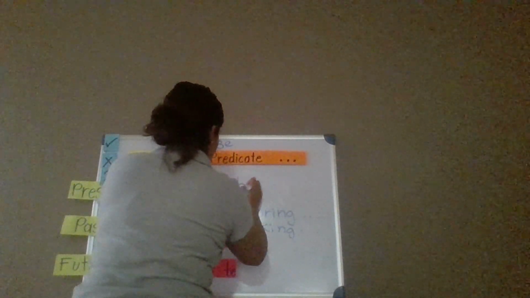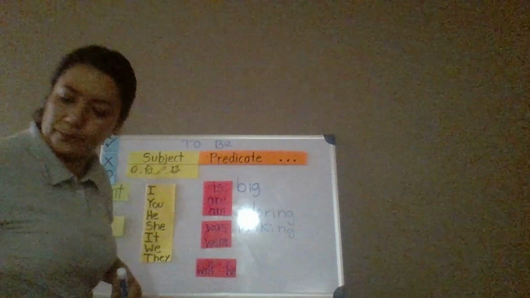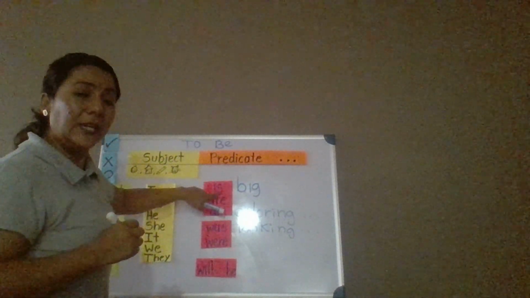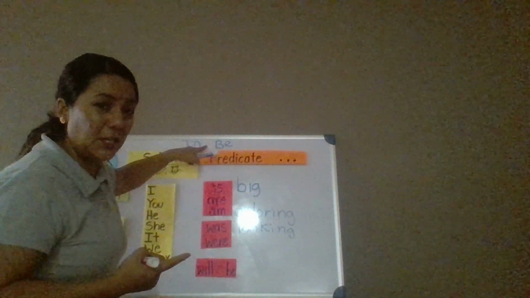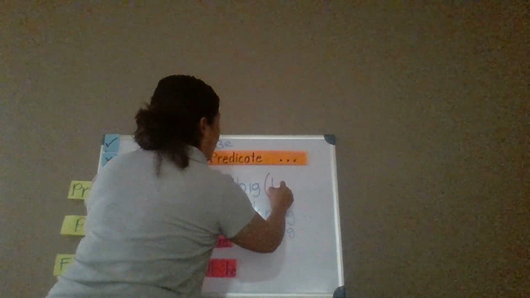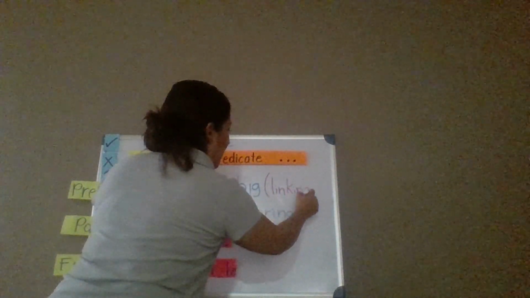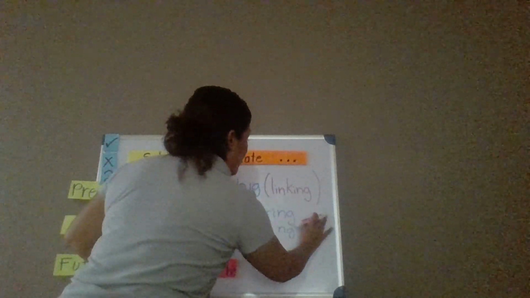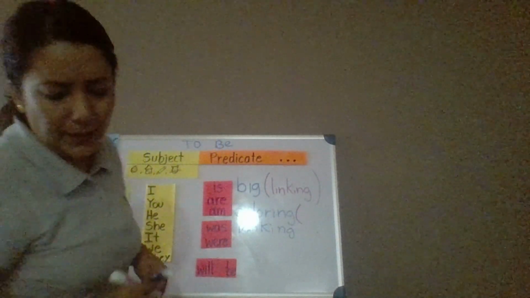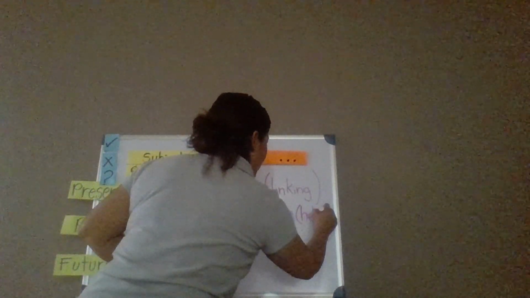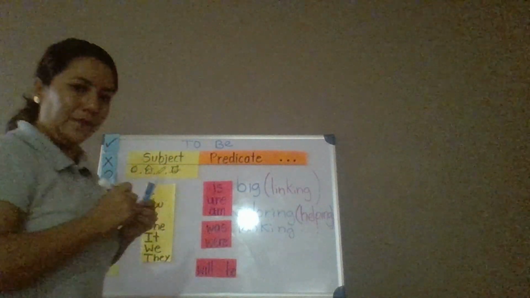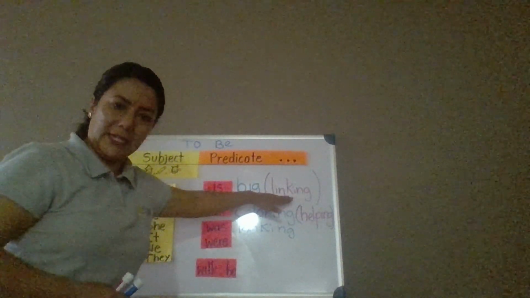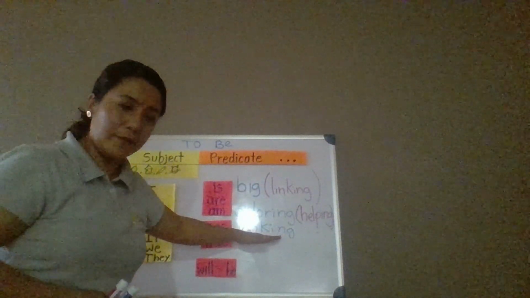That's simple. Look, if there is only one verb and that verb is to be, that is a linking verb. But if we have to be plus another verb, what did we say? Helping verb. So, only to be, that's a linking verb. To be plus another verb, that is a helping verb. Now, let's see.